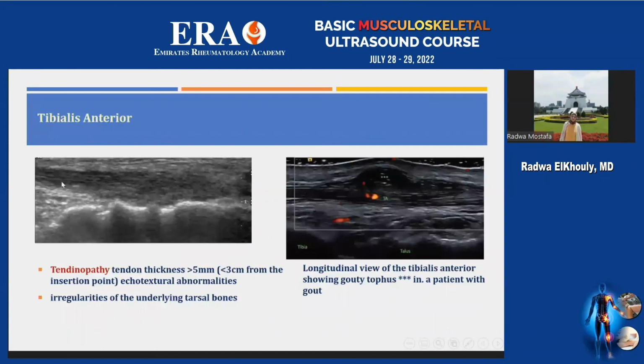For the tibialis anterior, at its insertion, we see tendinopathy with hypoechoic thickening and loss of the fibrillar pattern. Here are tophi with tenosynovitis around the tibialis anterior tendon.